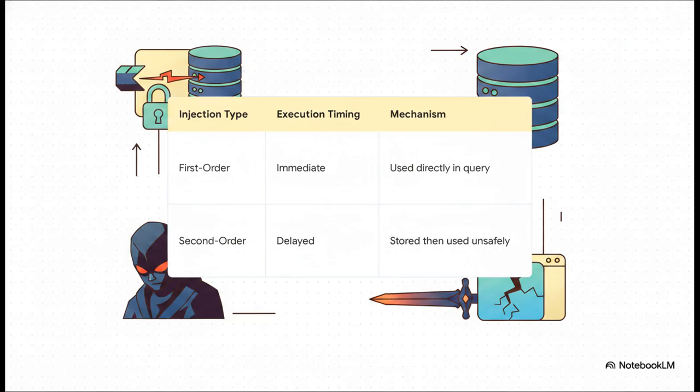Now, hackers also categorize these threats based on when they actually execute. Everything we've discussed so far, those are first-order injections, where the input is submitted and executed immediately. But second-order injections, they act more like a sleeper agent. The malicious input is submitted and actually stored safely in the database. It just waits patiently inside the system until the application retrieves it and executes it unsafely at some later date.